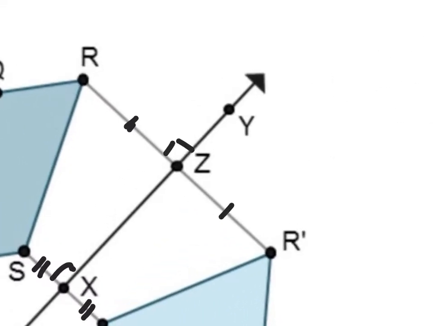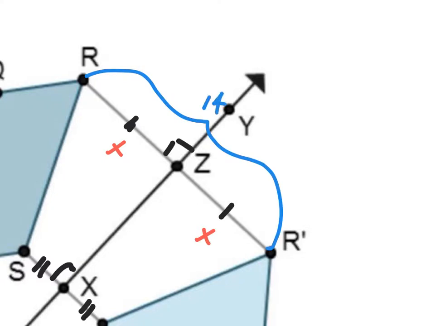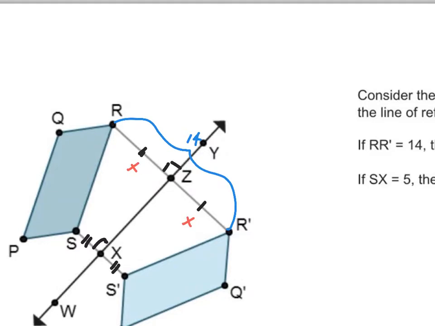And so here's what I've got. We're trying to find the length of RZ, so I'm going to put that as an X, okay? And if that length is X, then I know that R prime Z is also X because they're congruent, all right? And then the other thing that I know is that this whole length here is 14. Okay, so what I can do is set up this equation here and solve for x.